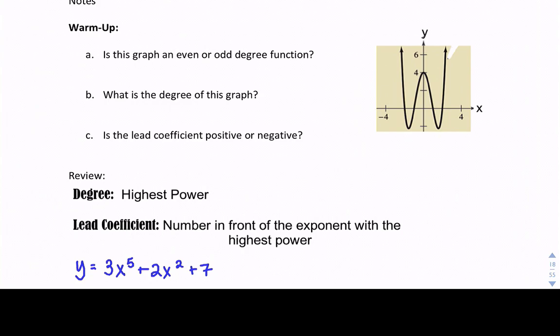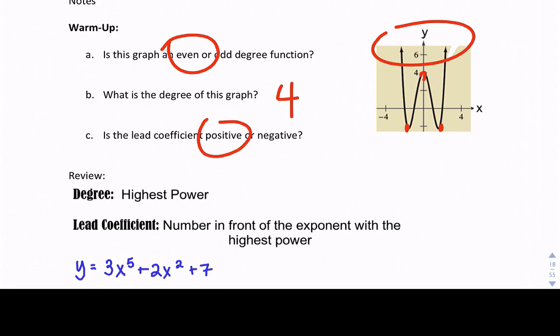Well, it's a smiley face one, so we know that they end the same here. So this would be an even degree function. Degree, let's count the number of turning points. It changes direction 3 times, so this could be a degree 4 graph. Is the lead coefficient positive or negative? Well, since the ends end up, we know that the lead coefficient is positive. So we're going to review all these properties today and look at one more.